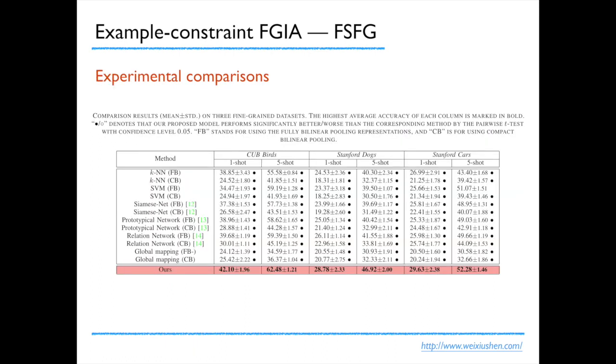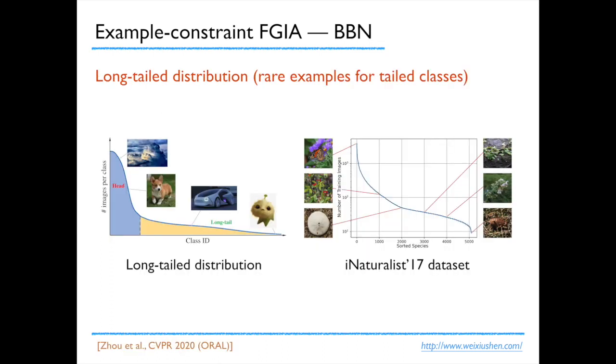Okay, by experimental comparison, we can see that our proposed few-shot fine-grained model can achieve the best accuracy in the example constraint scenario. On the other side, real-world datasets always have skewed distributions with a long tail. That is, a few classes, the head classes, occupy most of the data, while most classes, that is, tail classes, have very few samples, which is a natural phenomenon of example constraint fine-grained recognition.